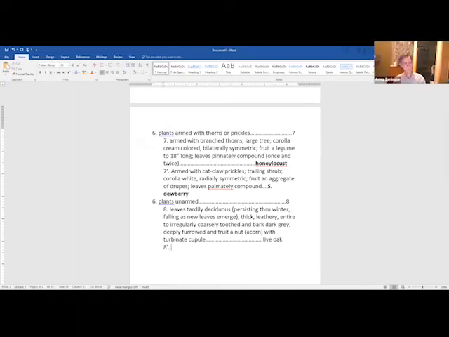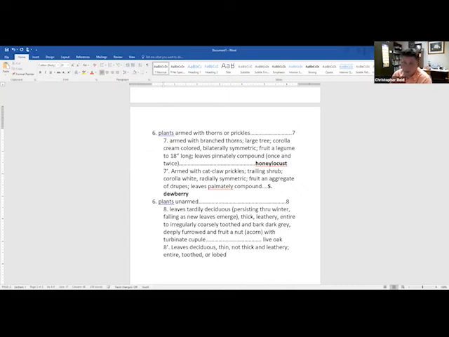Okay. I'm going to try and just counter it directly. Leaves deciduous, thin, not thick and leathery. Entire. That covers a lot of ground. Because remember, we got oaks. Yeah, we got the other oaks that are lobed. We got sugarberry, which can be coarsely serrate. Shoot.